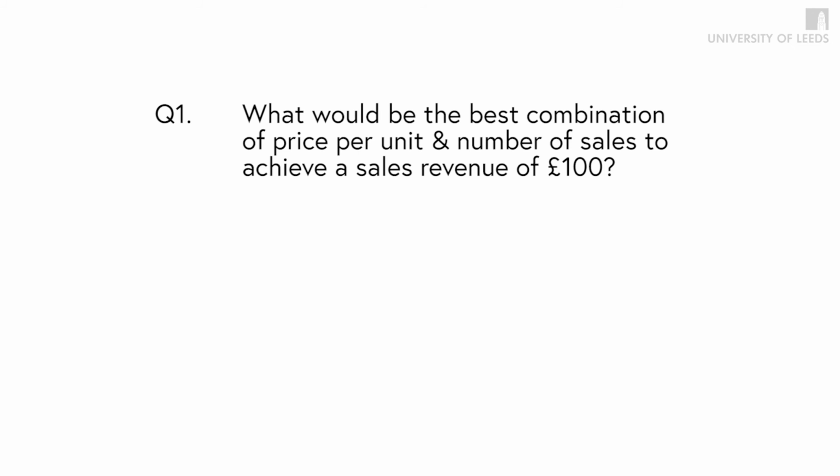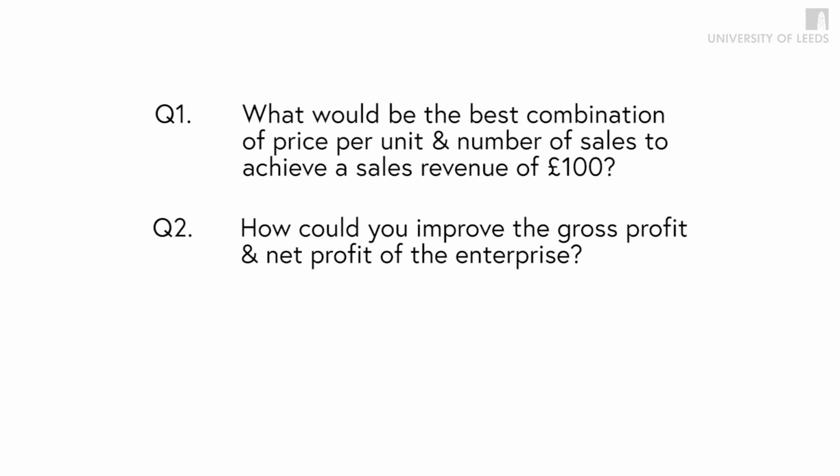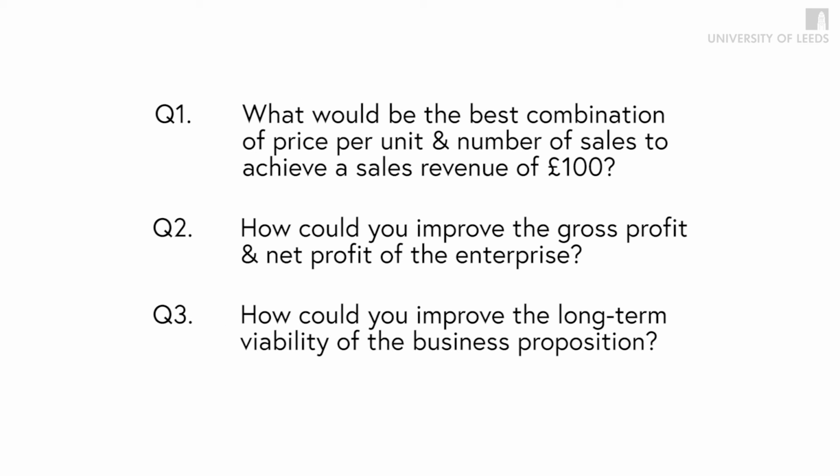During this video, I posed 3 questions. Number 1, what would be the best combination of price per unit and number of sales to achieve a sales revenue of £100 selling cakes at a fair? Number 2, how could you improve the gross profit and net profit of the enterprise? Number 3, how could you improve the long-term viability of the business proposition? You might also want to consider these in relation to your own business idea or another example.